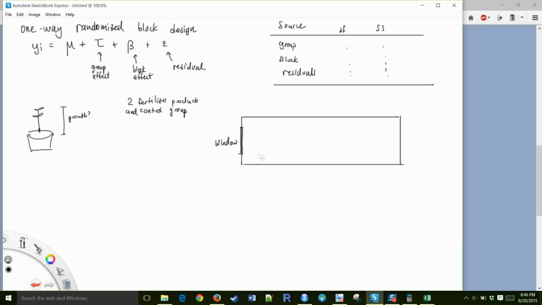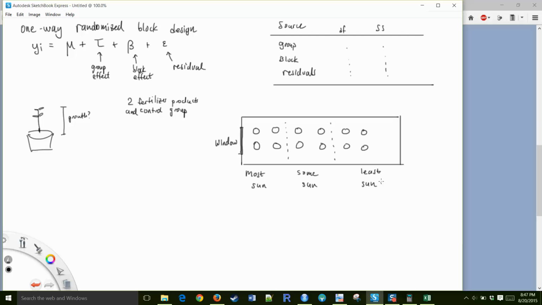Actually, let me delete this. Wait a second, what am I doing? Sorry, I think I need 6 in each of these for it to be a proper 2 products in a control group. So I'm going to have 18 plants here. Okay, this is more than I expected.